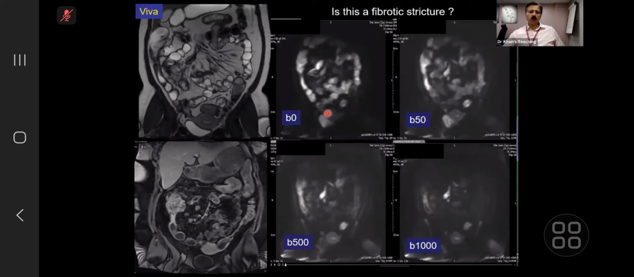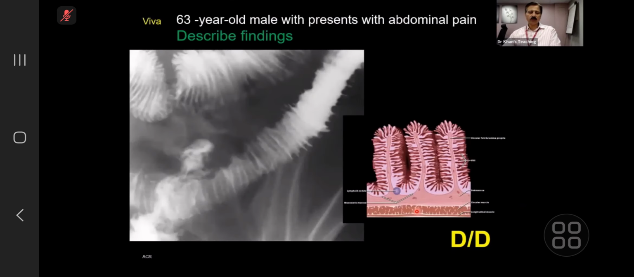So the take home point was: how do you pick up restricted diffusion? This is how it should continue showing high signal on the highest B value. Please remember the same concept we will see in liver imaging also, where we increase the B values and we will say restricted diffusion when it continues high signal on the highest B value.